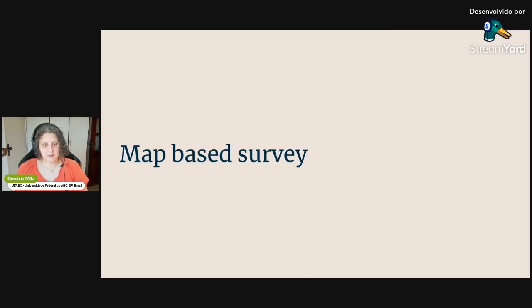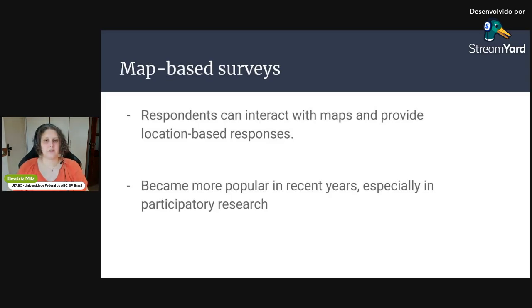So the main idea is to talk about how we did the data cleaning for the map-based survey, but it's important to clarify what is a map-based survey. So a map-based survey is a survey where the respondents can interact with maps and provide location-based responses. For example, when you ask, where do you study? You can ask the person to point in the map the place where the person studies. So this map-based survey has become more popular in recent years, especially in participatory research.